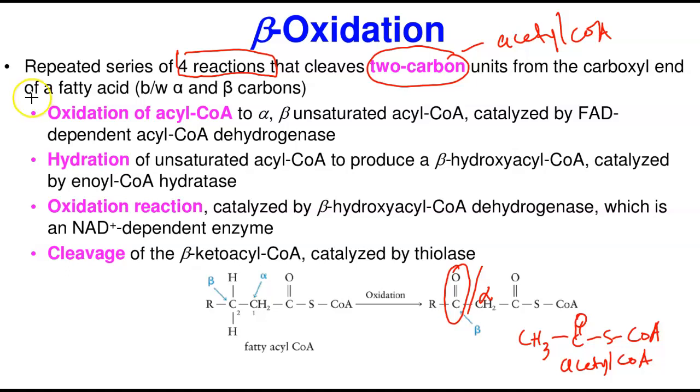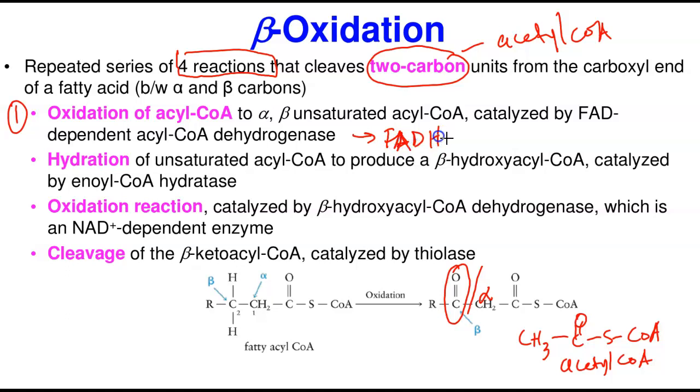Now the first reaction, reaction number 1 here, is oxidation. Fatty acyl-CoA will be oxidized to what we call the alpha-beta unsaturated acyl-CoA. This reaction is catalyzed by the enzyme acyl-CoA dehydrogenase, and it is FAD dependent. It's an FAD dependent enzyme. So what it means is that FAD comes in as the oxidizing agent and is reduced to FADH2. That's actually what you get. You get FADH2. Remember what we said?